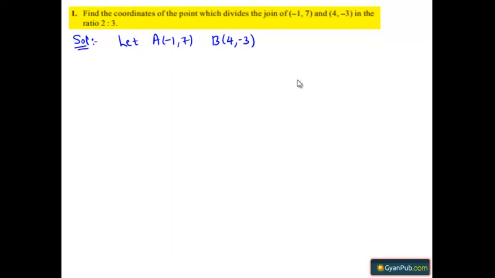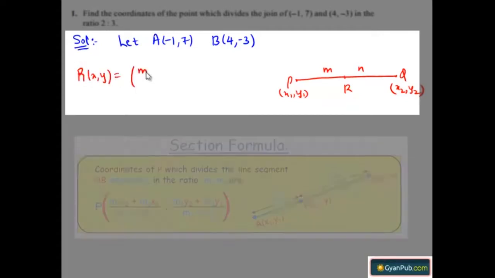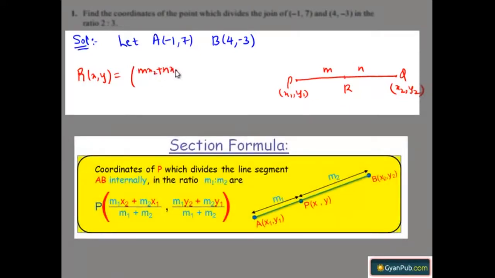We know that the coordinates of the point R which divides the line segment joining P(x1, y1) and Q(x2, y2) in the ratio m:n internally is given by R(x, y) equals ((mx2 + nx1) divided by (m + n), (my2 + ny1) divided by (m + n)).